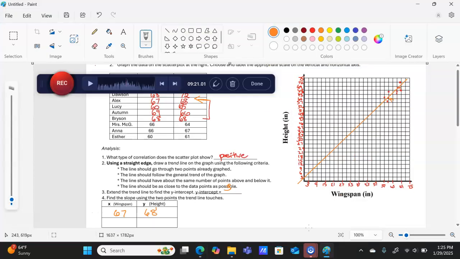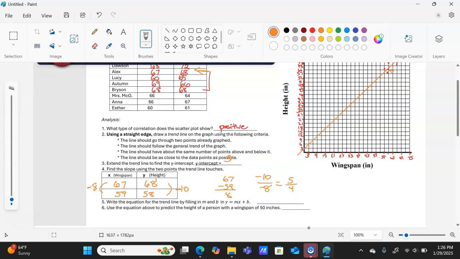And again, your points may be different. And so my difference is -10 between those two and, for some reason I can't subtract right now, -8 here. So my slope is -10 over -8, which is going to reduce to 5/4. So y equals mx plus b, 5/4 x plus my y-intercept of 3.